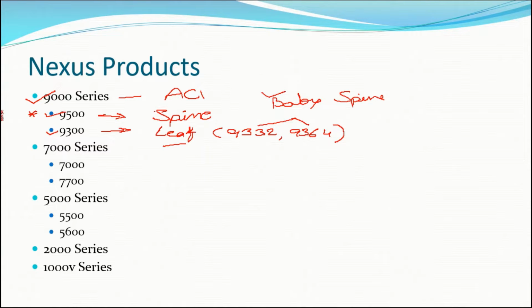Except these two 9300 series switches, all the remaining switches will be used in the leaf environment. All of that we will discuss in ACI, how exactly it works, but this is the way.